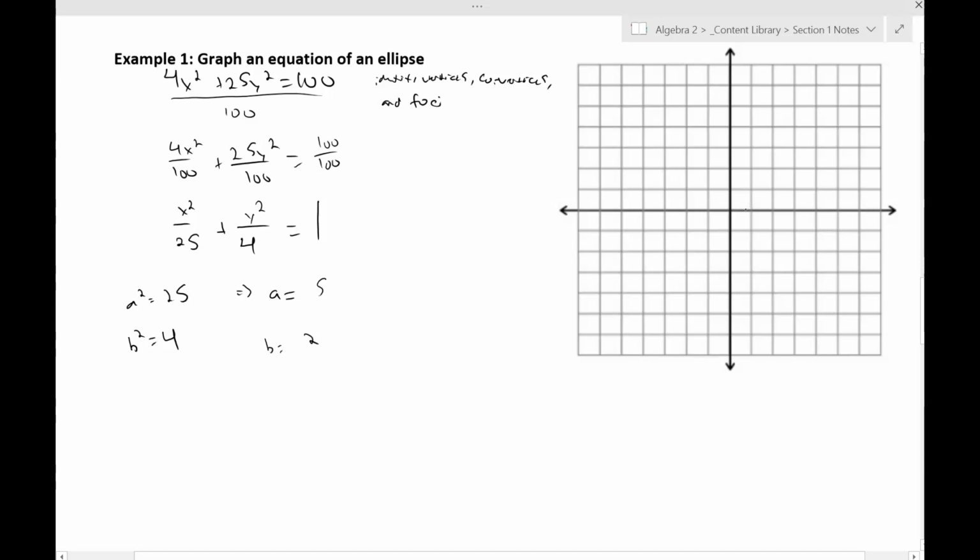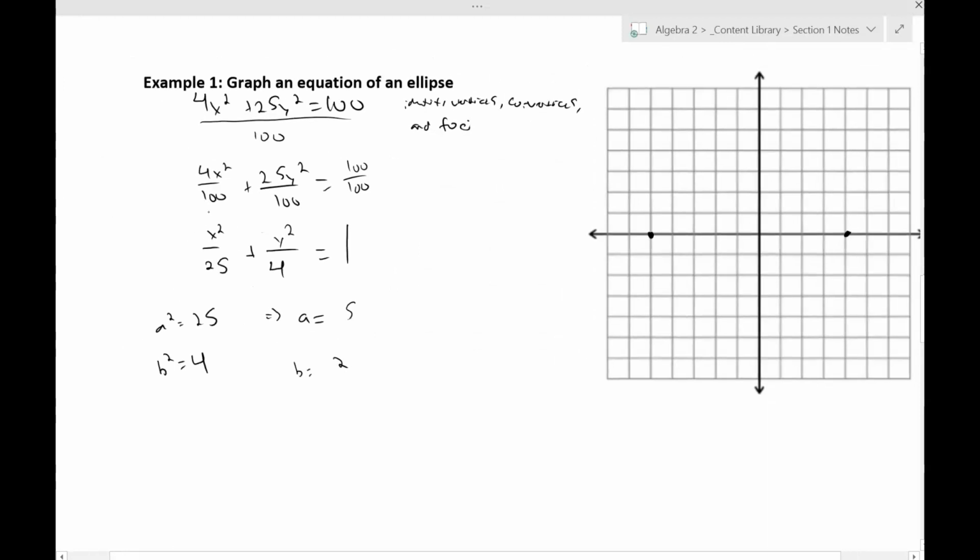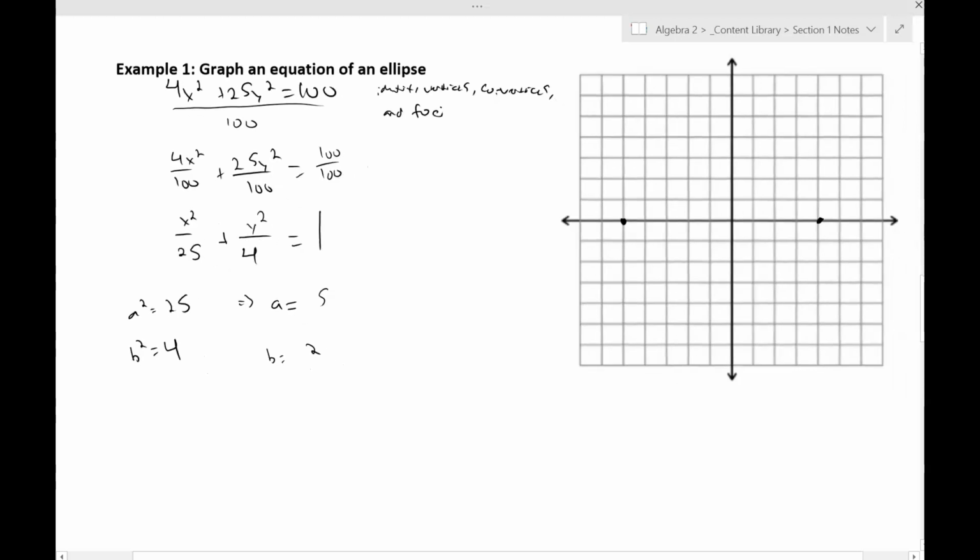Well, if we're starting at the origin, this is in standard form. 1, 2, 3, 4, 5. And 5 in the other direction. 1, 2, 3, 4, 5. Okay. And the reason this x-axis is going to become our major axis is because, keep in mind, whatever value is larger, if it's underneath x, well, that's our major axis. If it's underneath y, our y is going to be our major axis. Okay, and b is 2, so I go 1, 2 here, and I go 1, 2 here. And then you do your best to draw a perfect ellipse like I'm about to demonstrate.